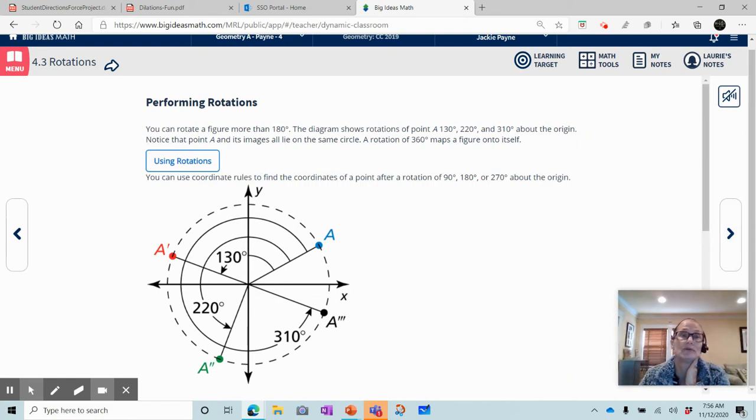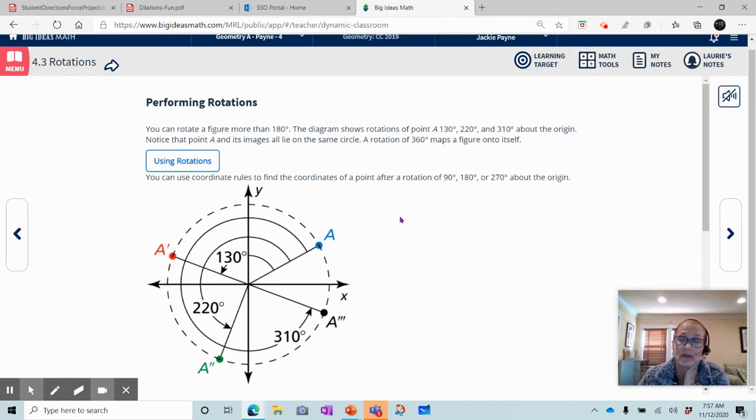So when you perform a rotation, you can rotate it more than 180 degrees. This is where you can see if we started at A, the blue dot, then if you went 130 degrees, it would end up at A prime. If you went 220 degrees from the blue, it would end up at the green, A double prime. And if you went 310 degrees, and these are all around the origin, so all the way around, that's 310 degrees. So if you rotate something 360 degrees, it goes exactly to the same place. Therefore, it maps a figure onto itself.